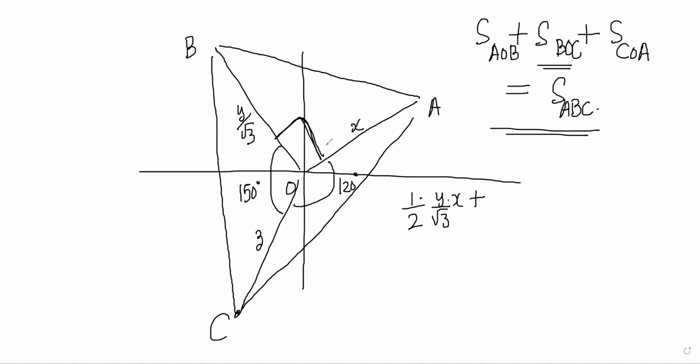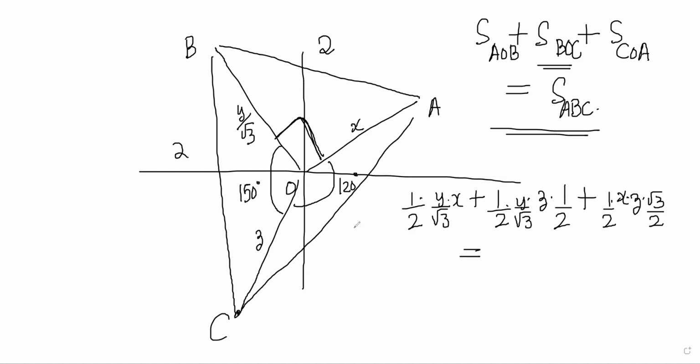Area of BOC will be half into y by root 3 into z into sine 150, which is 1 by 2. And area of COA will be half into x into z and sine 120, which is root 3 by 2. That should be equal to area of triangle ABC, and we have figured out that all the sides are equal. So it's an equilateral triangle of side length 2, so its area is root 3 by 4 into 2 square, so root 3 into 4 by 4.